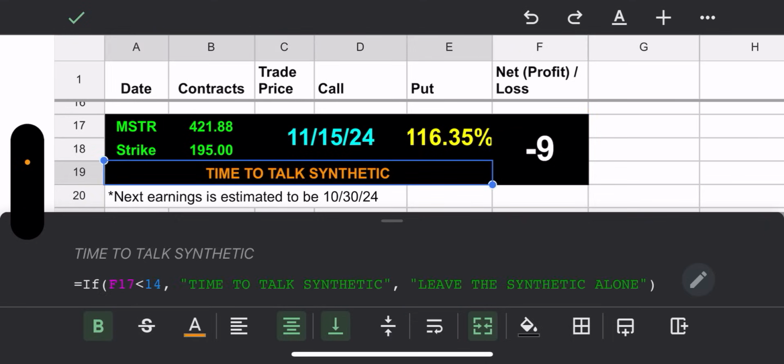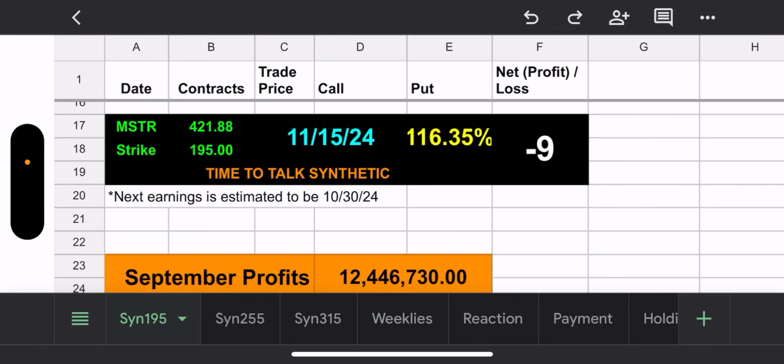And then this is something I added because I used to get too detailed about the synthetic, and this reminds me at what point I should talk about the synthetic, right? I don't even remember what I wrote here. Okay, as we get closer by date, if we're less than 14 days away, we should talk about it. If not, we should probably leave it alone. So it's kind of a reminder for myself.